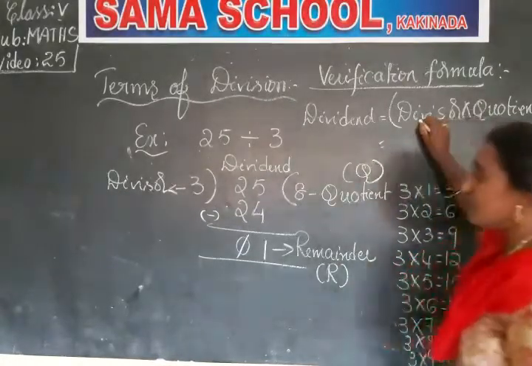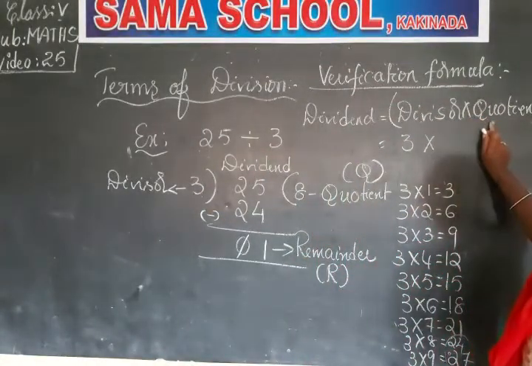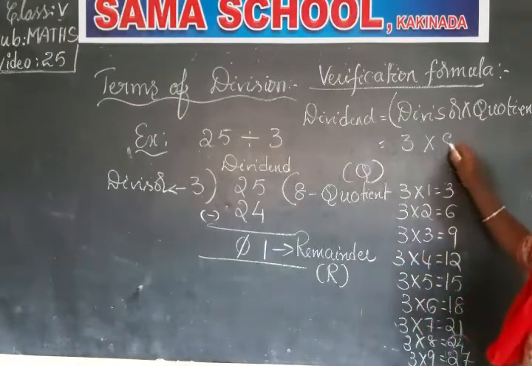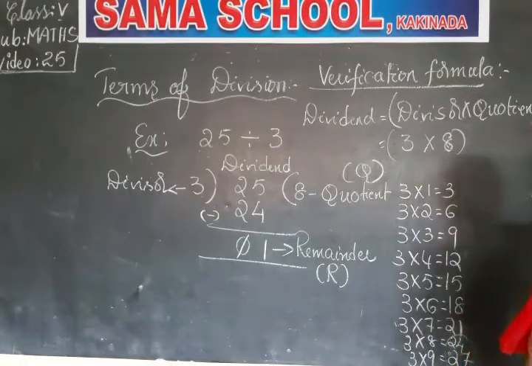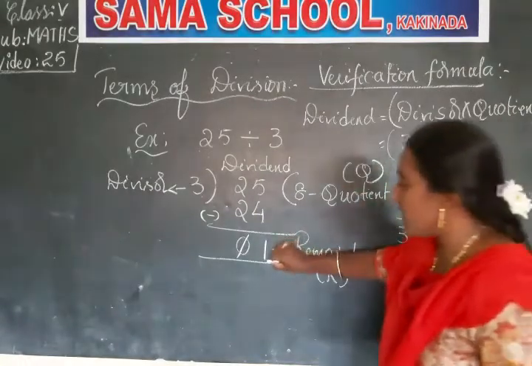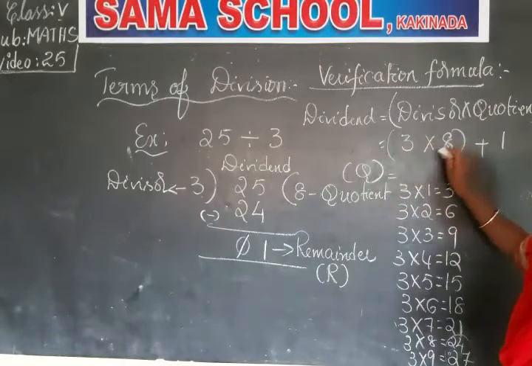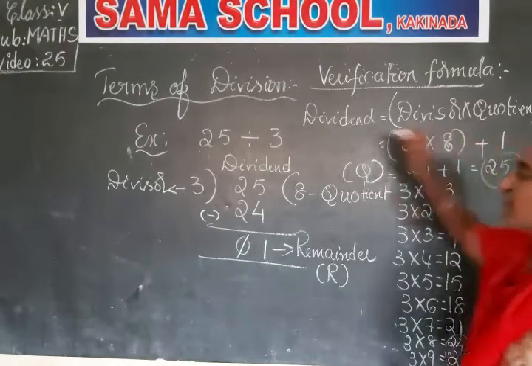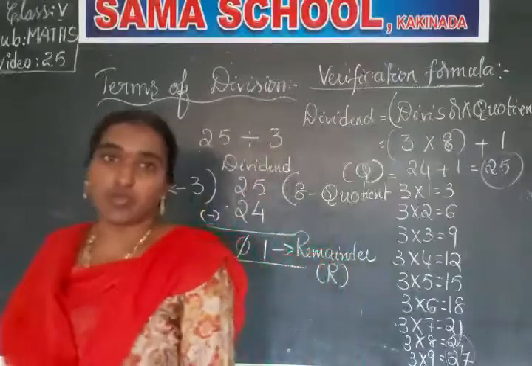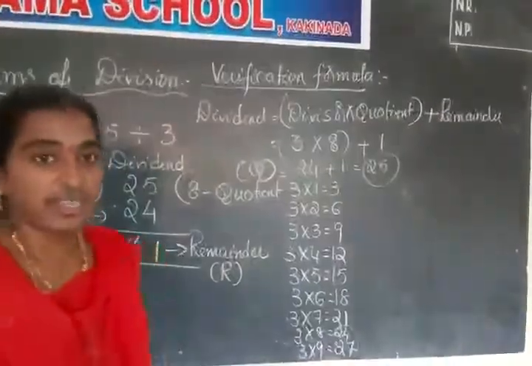Here, what is the divisor in the sum? 3 into quotient. What is the quotient here? 8. Okay? Plus remainder. What is the remainder we got here? 1. Now you can multiply these two numbers. 3 eights are 24, plus 1, 25. What is this 25? This is the dividend. So our answer is correct. Okay, in this way we can check the answer.